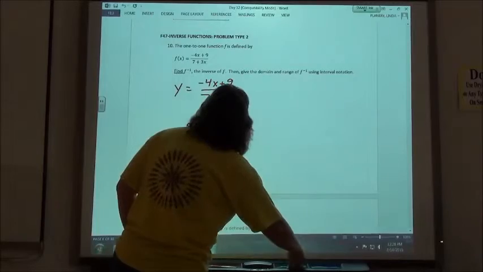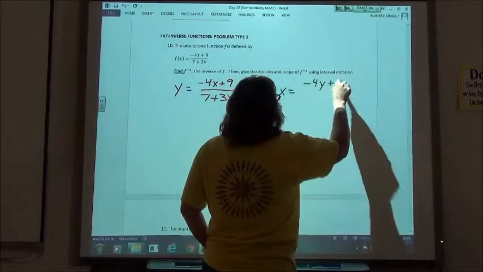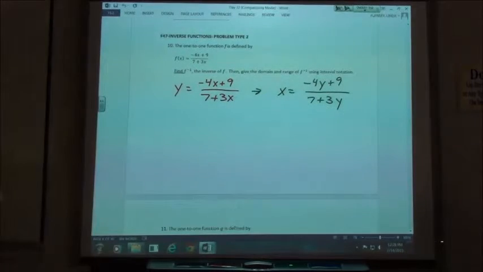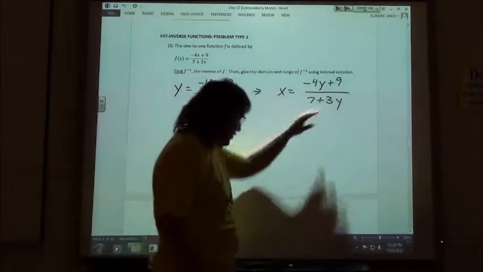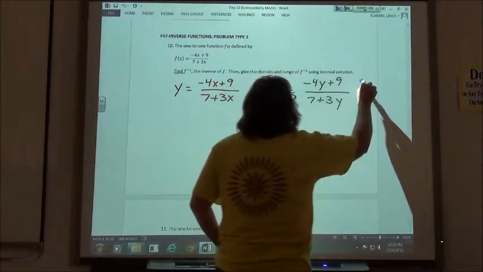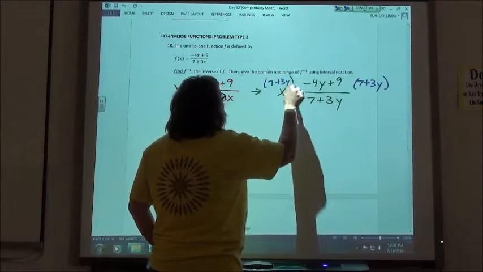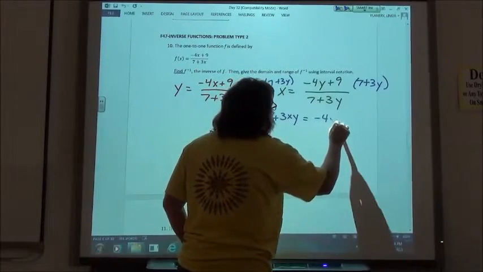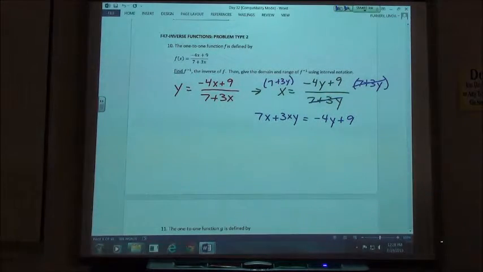So for my inverse function, x is going to equal negative 4y plus 9 over 7 plus 3y. Change your y to x and your x's to y's. Then I have to go ahead and solve that for y. So first of all, I have to get rid of my fraction. So I'm going to multiply by 7 plus 3y. So I'm going to get 7x plus 3xy equals negative 4y plus 9. I multiply there by my denominator.